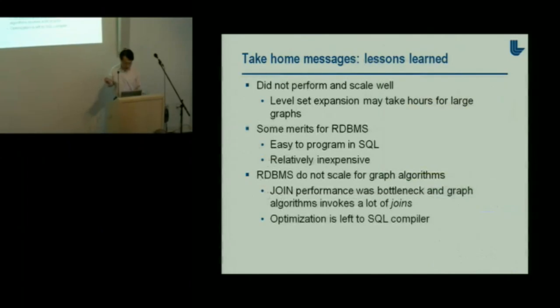So, relational database is easy to use and it's really cheap. But again, the join operation performance was a bottleneck, and graph involves a lot of join operations. The other problem that we had was that we didn't have many choices for the optimizers because it's taken care of by the SQL compiler. We didn't know what was going on behind the curtain of the SQL compilers, and their behavior is different from one compiler to another. So those were the problems we had with the relational database systems.